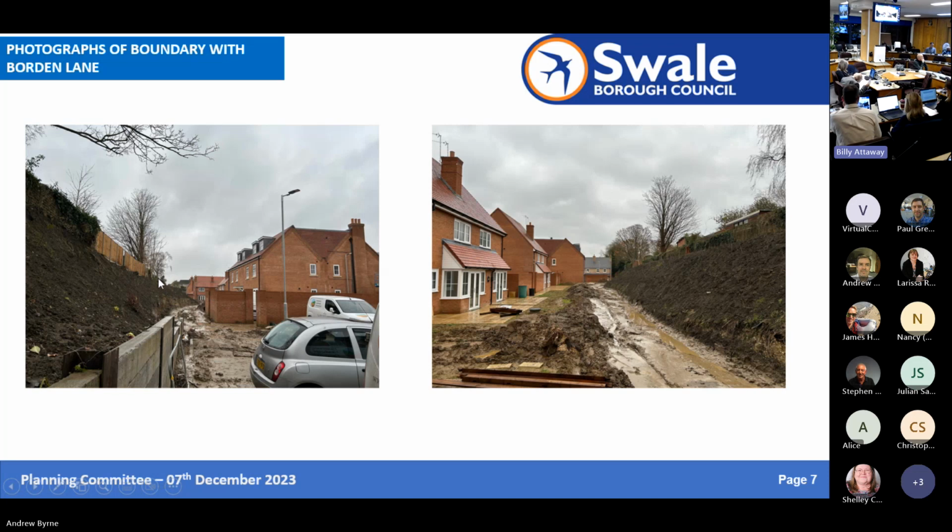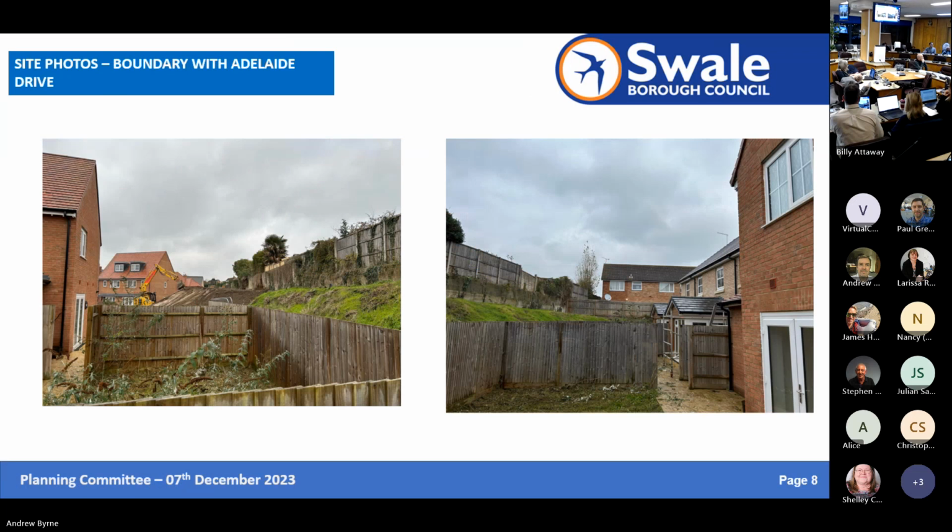There are a couple of isolated areas where housing has three stories and there is more of an overlooking relationship with neighbours. So you've got this block here, which does have windows in the top floor that look towards properties on Borden Lane, but at a distance of some 50 metres. This is the relationship with Adelaide Drive. And again, they're all two-storey properties that essentially face the fence line in the bank.